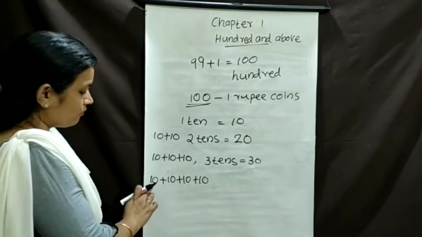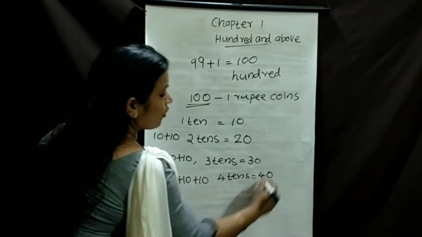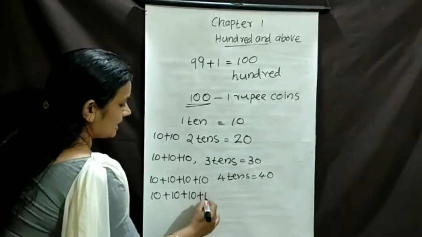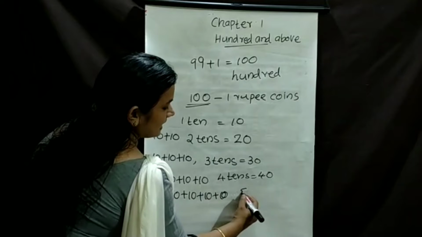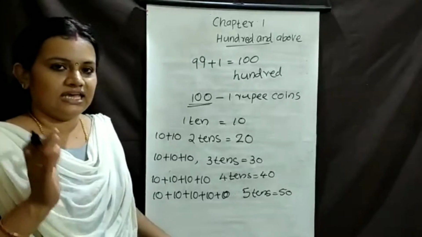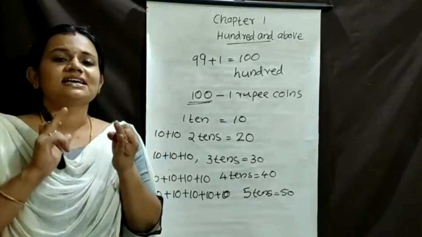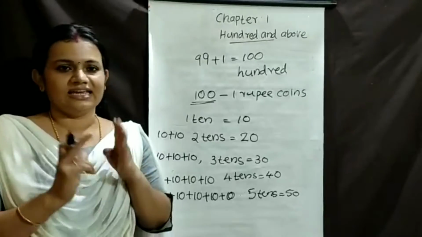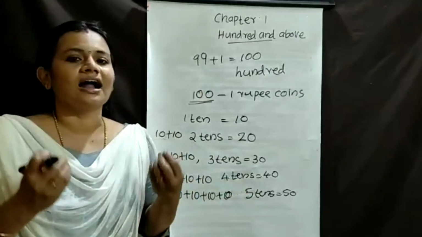How many tens are there? 1, 2, 3, 4. 4 tens, 40. Next, 5 tens: 10 plus 10 plus 10 plus 10 plus 10, 5 tens, 50. Then 6 tens, 60. 7 tens, 70. 8 tens, 80. 9 tens, 90. 10 tens, 100.